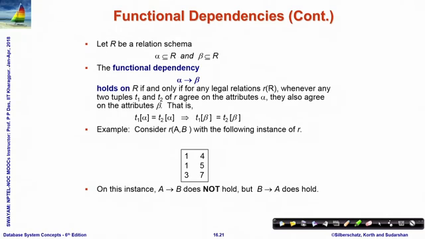But we can certainly say that on this instance at least B functionally determines A holds, because if we take any 2 tuples, the value over B does not at all match. If that does not match, then naturally there is no question of what happens to the value of the tuple over the set of attributes A. So, we will say that B functionally determining A holds in this instance.